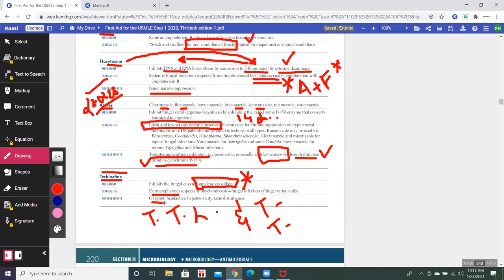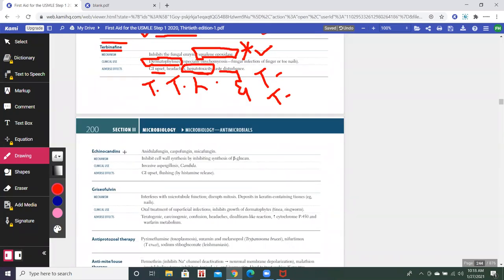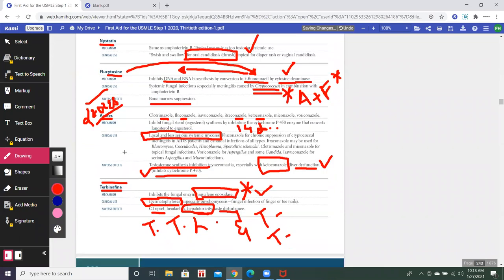Adverse effect wise, it causes GI upset, headaches, hepatotoxicity, and taste disturbance. Okay, not high yield. The only high yield one is hepatotoxicity with terbinafine, but still they will not test you on this. So two things to focus on. Number one, mechanism of action, squalene epoxidase. Next one is clinical use, that is dermatophytosis. It's used for dermatophytosis. Okay.